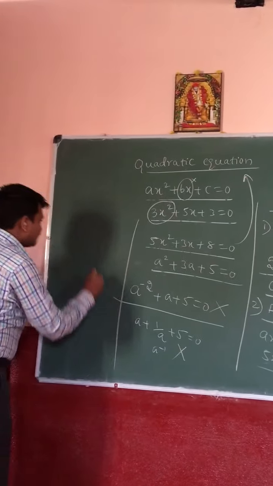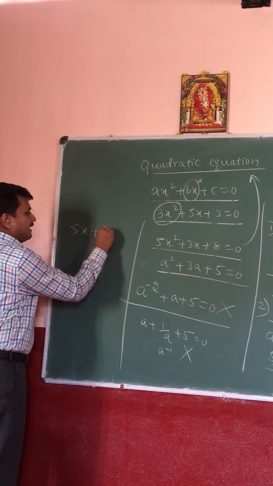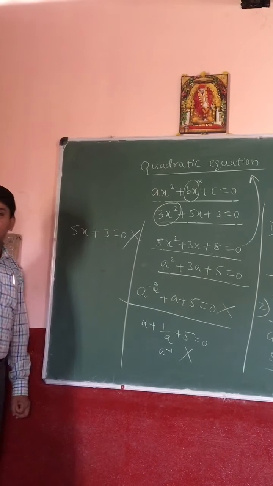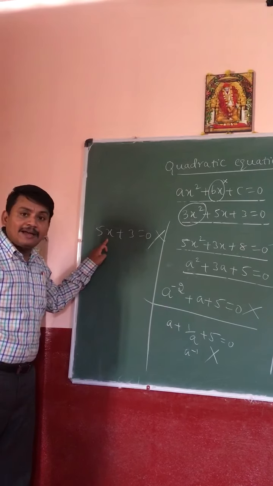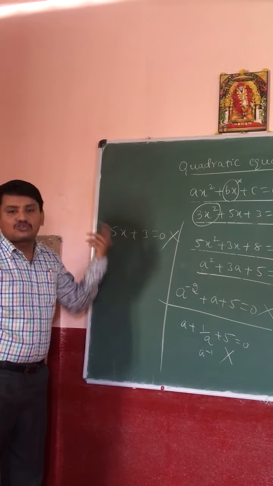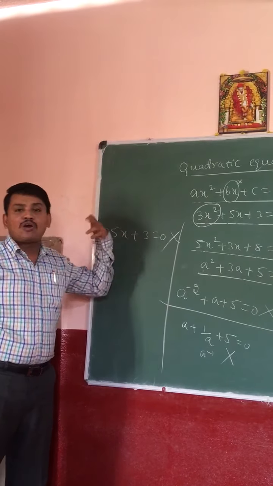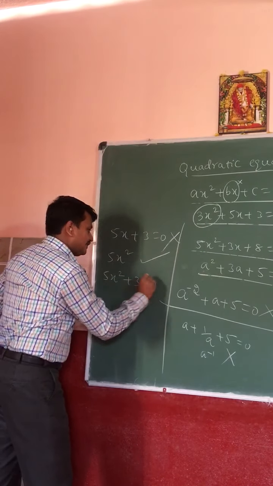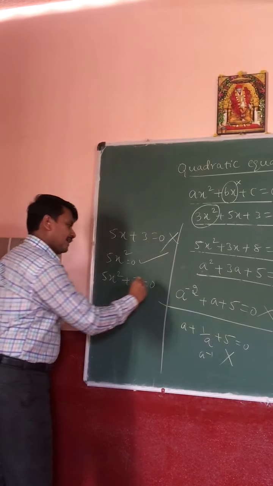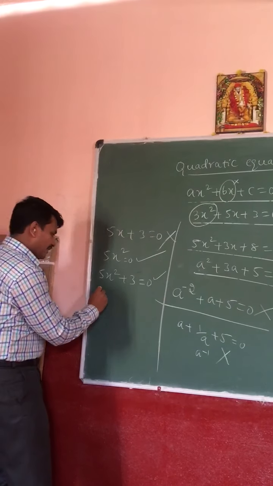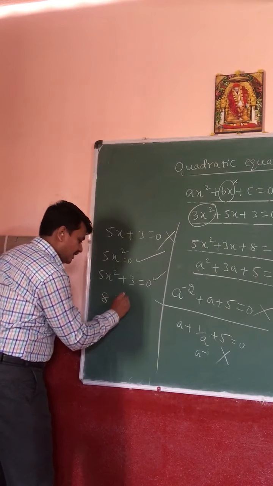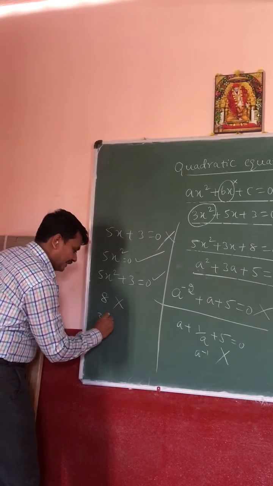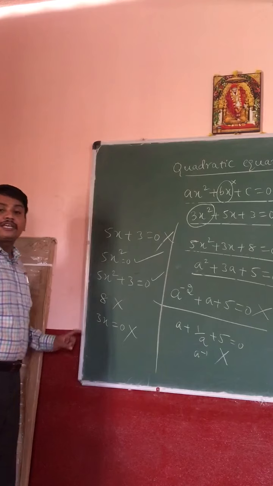And you must know, if they give 5x plus 3 is equal to 0, it is not a quadratic equation, because for one variable the highest degree should be square. Then only we will call it a quadratic equation. If the constant is not there, if they give only 5x square, yes, it is a quadratic equation. If they give 5x square plus 3 is equal to 0, then it is a quadratic equation. But if they give only 8, it is not a quadratic equation. If they give only 3x is equal to 0, it is not a quadratic equation.